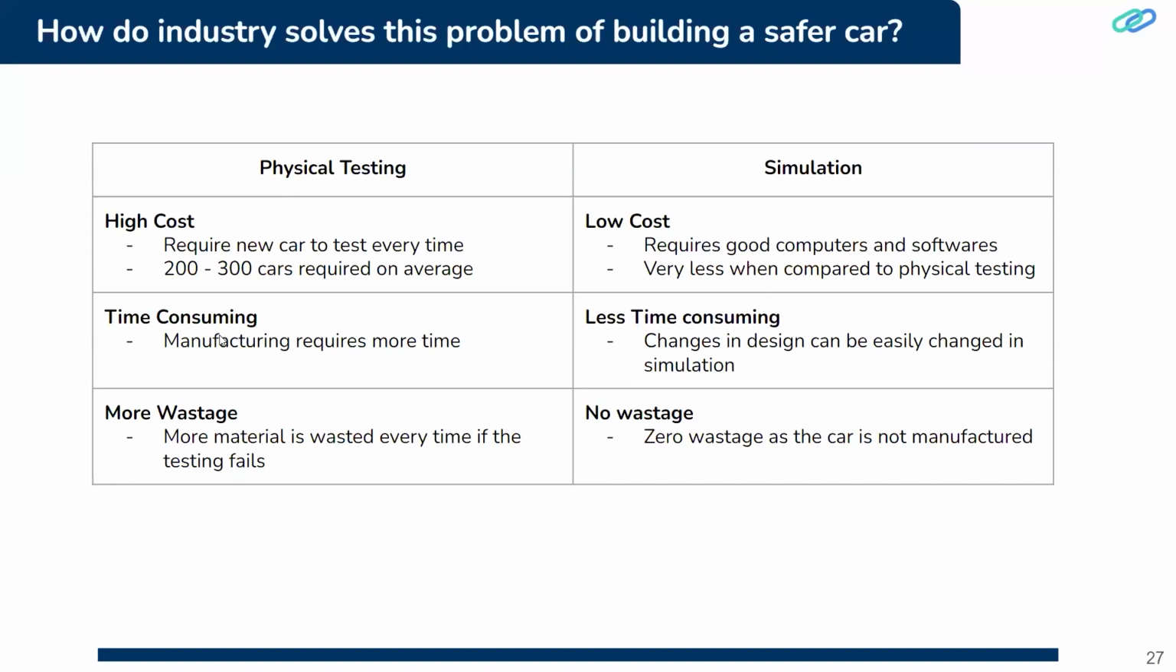Time consuming again. For each car you test, or each time you test, you'll have to manufacture it, and manufacturing requires more time, right? Similarly, in simulation, let's say I want to change a material for a component, I don't have to find a raw material, process it and manufacture it. All I have to do is change some values, like Young's modulus, density, Poisson's ratio and some other material properties, and then my material will change to a different material, right?